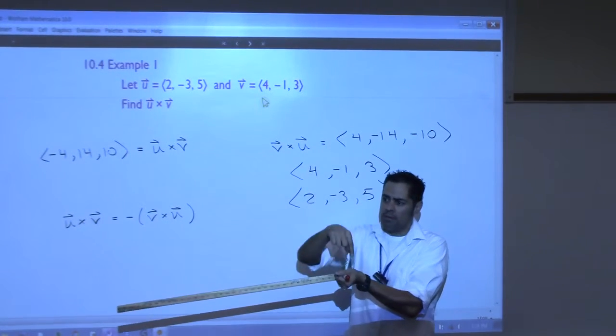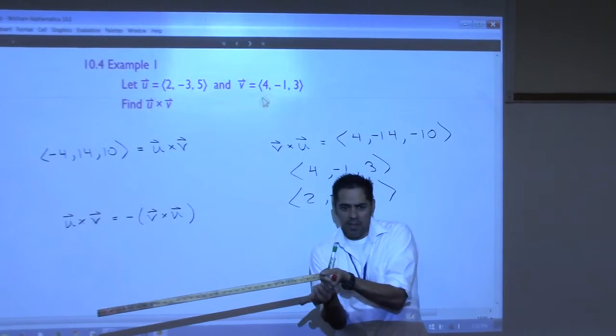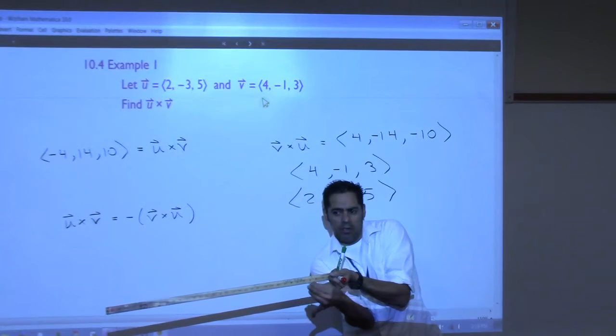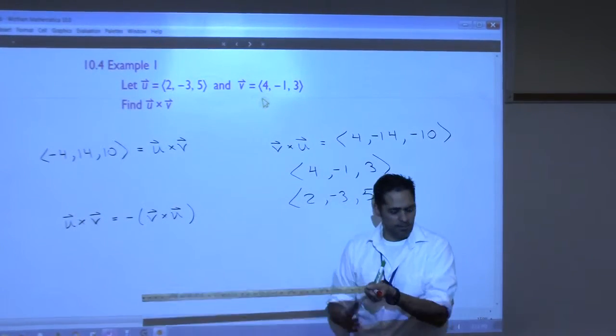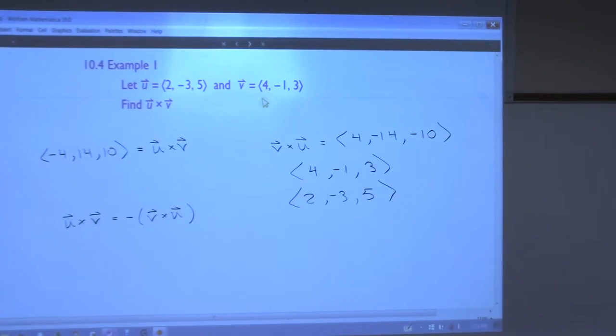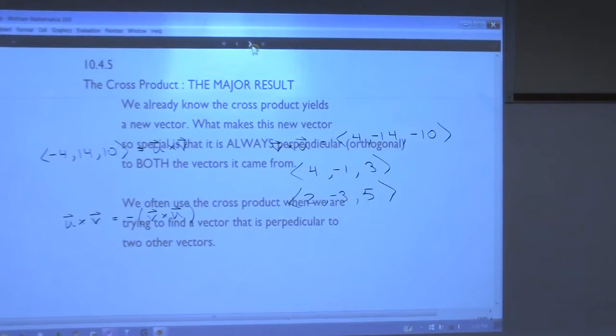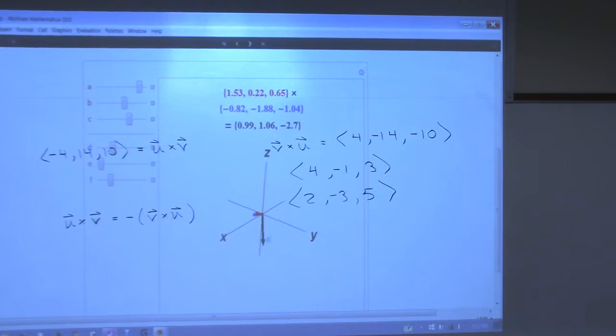If I cross v with u, I have to turn my hand upside down and go v to u, then the cross product comes out the other side. Understand? Now that's the best I can do with rulers and markers. This is it visually. This is, I think, harder to see.